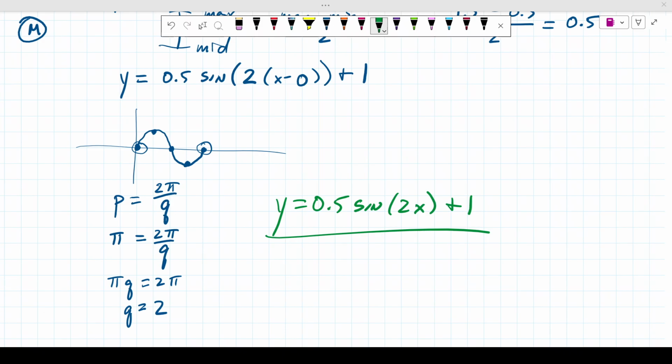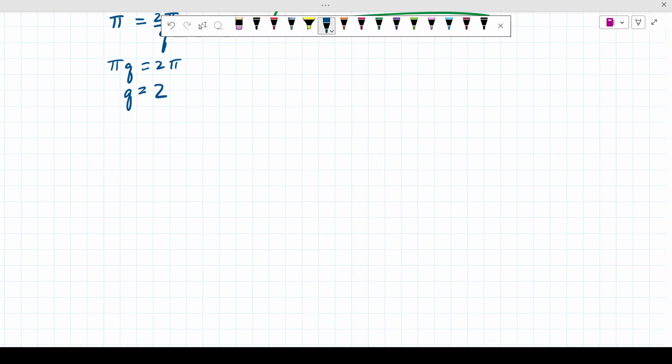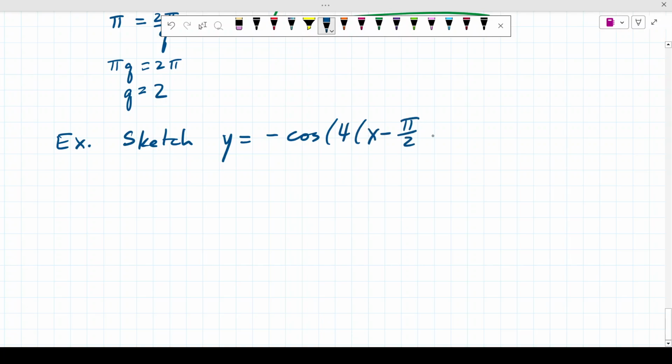Okay, I'm going to do one more example here. This is going to be another sketch question. Okay, sketch y equals negative cosine 4 onto x minus pi over 2 minus 0.5. Okay, how am I going to tackle this?